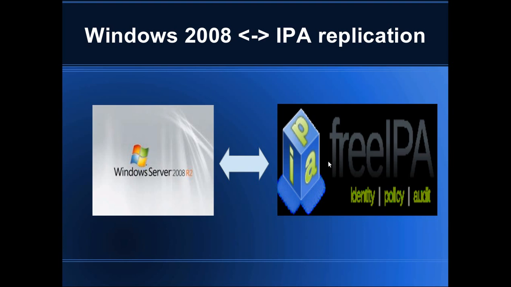This episode is about how to synchronize the user information between a Windows server and an IPA server. Both of them are directory servers, both have their internal directory servers or LDAP servers, both have the internal NTP server, DNS server, and key distribution centers. But there is still a lot of difference in the way they store the user details.